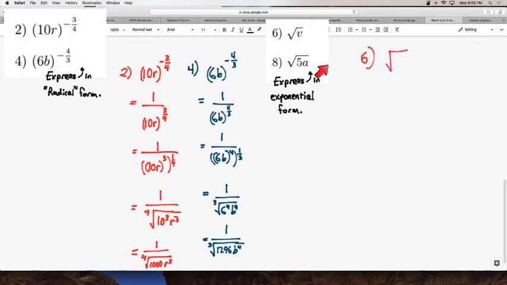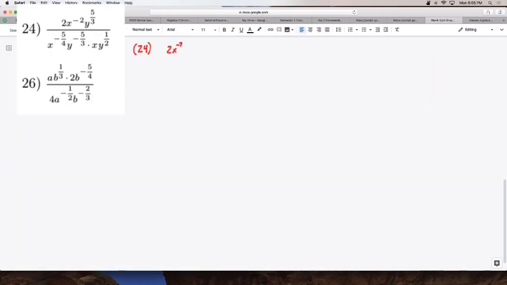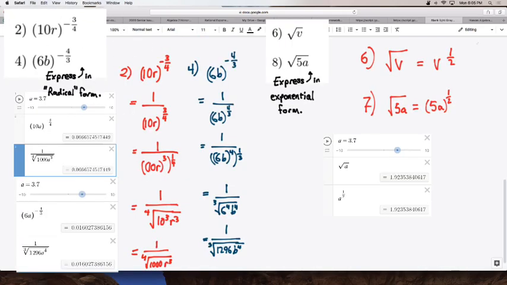This is much more straightforward. The square root of v is v to the 1/2. And I said that's number 7, but apparently that's number 8, so I've got issues. But square root of 5a is 5a to the 1/2. Whoa, got ahead of myself. You'll notice I put the 5a in parentheses. If you don't do that, it's going to be 5 times a to the 1/2, which is not equivalent. So I didn't check that on Desmos because I'm an expert, but it's important that you keep the parentheses there.